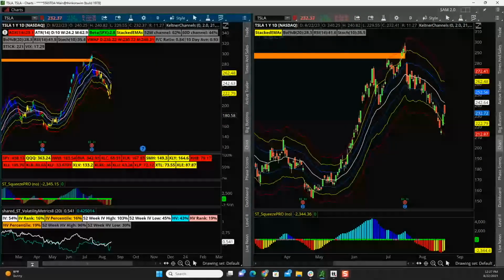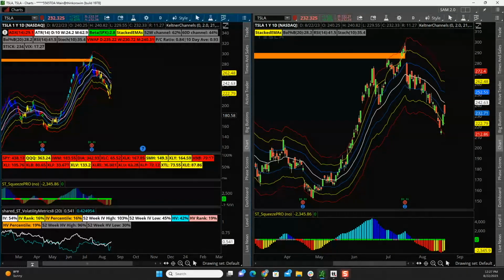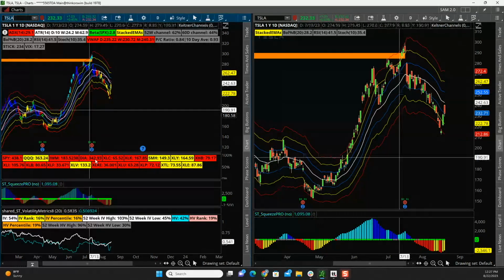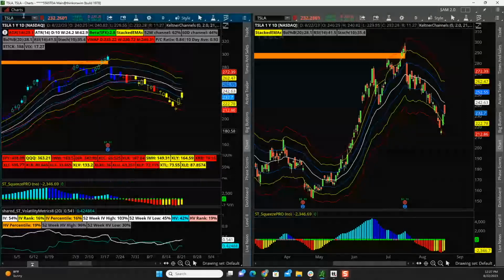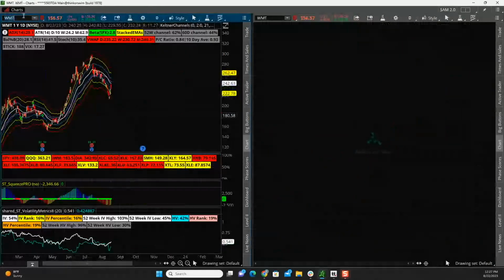All right, explain the function of the red, black, yellow, green dots on the Squeeze Pro study. Sure, it's the measurement of squeeze. First off, let's talk about how we know we're in a squeeze. Let me think of a squeeze I'm in right now. Walmart is currently in a squeeze, and I'm short.